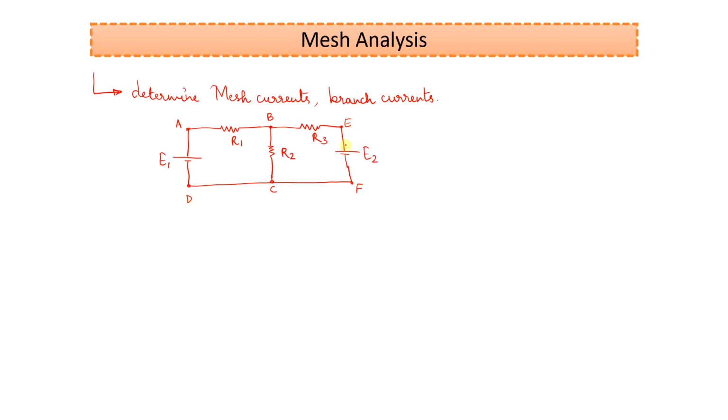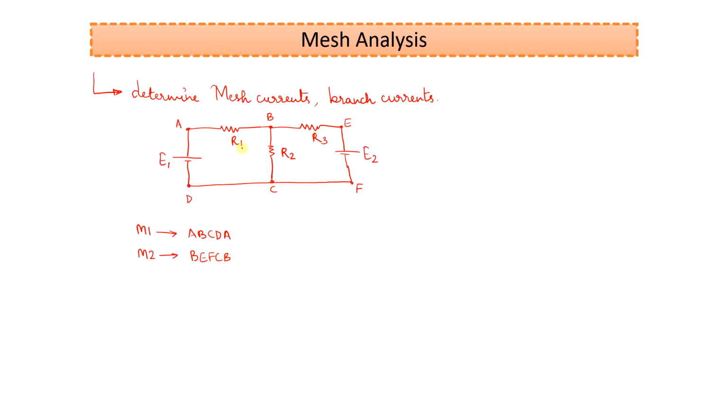So when you look at this particular circuit, what do we see? We have basically two meshes, right? Two individual meshes. So you have the first mesh, let me name this as M1, which is A, B, C, D, A, and you have mesh 2, which is B, E, F, C, B.